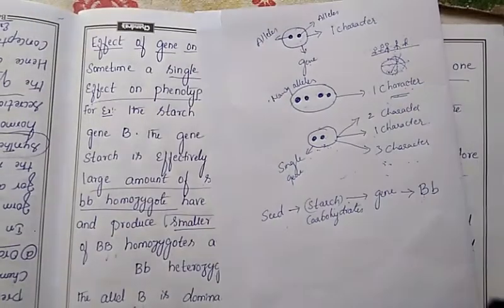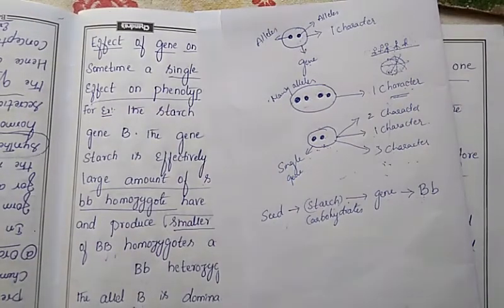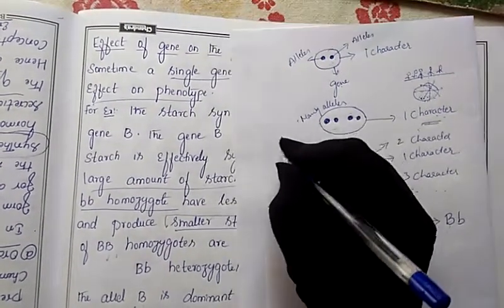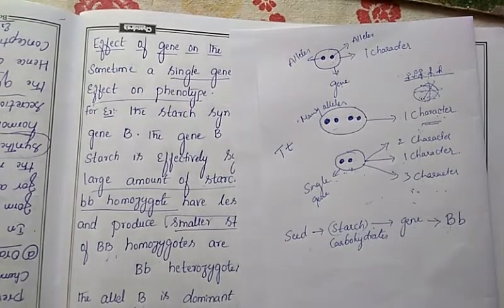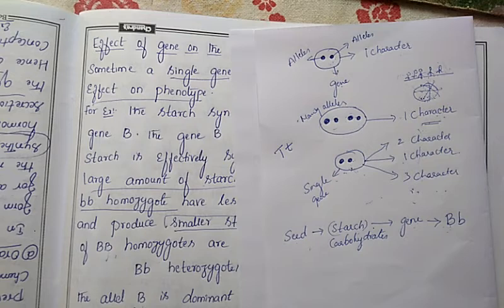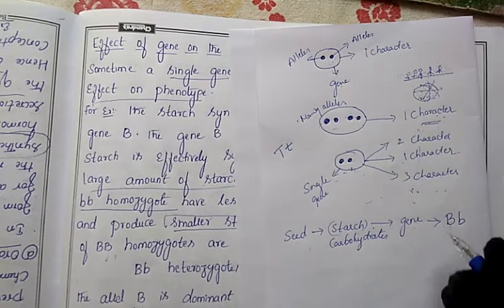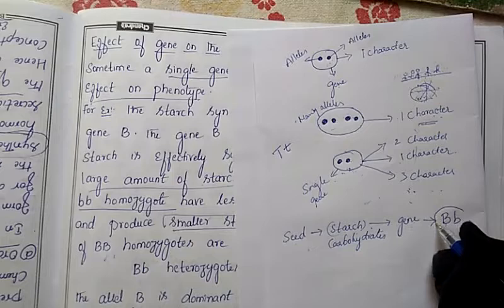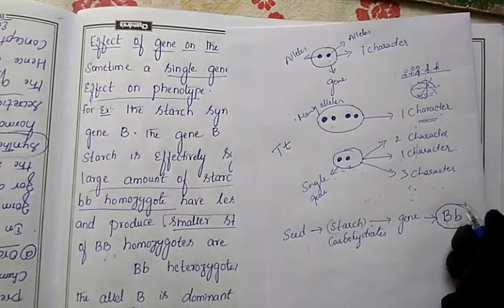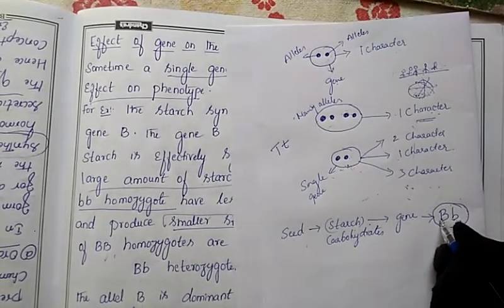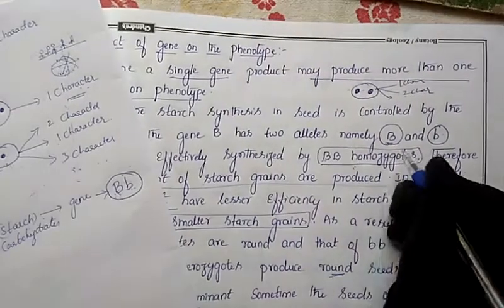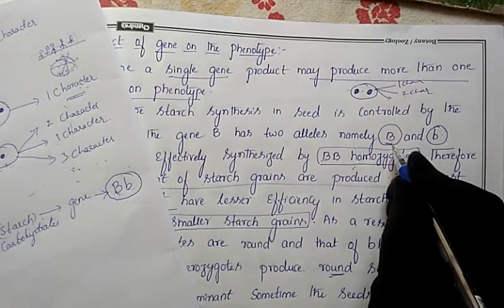Just like in the height character of a plant, two alleles are present. One is capital T and another one is small t. These two alleles represent tallness in the plant. In the same manner, for starch synthesis, the gene is responsible, and we indicate that gene as B. Inside it, there are two different types of alleles: one is capital B and another one is small b.